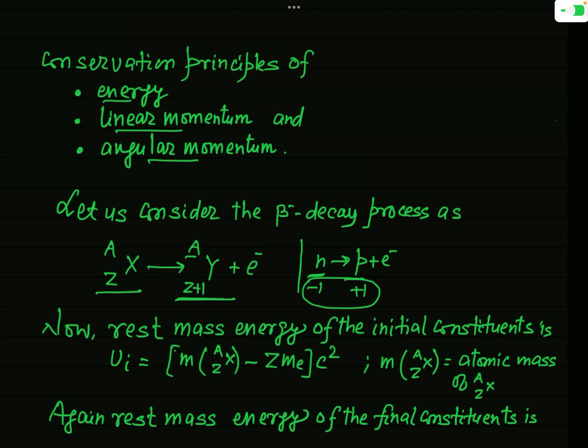And you know, for calculating the Q value of any process, we first find the rest mass energy of the reactants or the initial constituents, and again the rest mass energy of the final constituents, and the difference of these two gives the Q value. So what will be the rest mass energy of the initial constituents? I have assumed it Ui. In fact, this Ui will be m of ZXA minus Zme. What is this m of ZXA?